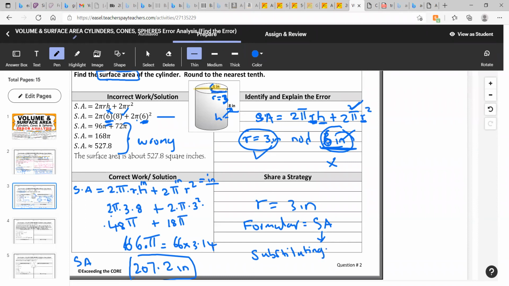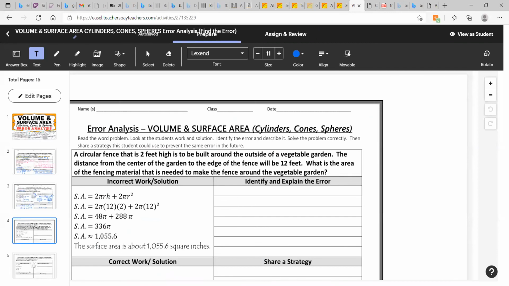And if you want to try yourself one more time, you can pause and try number 4. You can try this and try to solve the problem. With this, you're using the surface area, you're trying to find the surface area. And if you have any question, just inbox me.